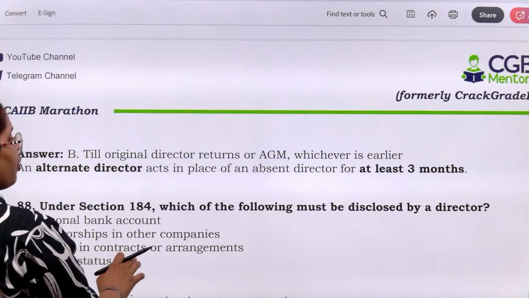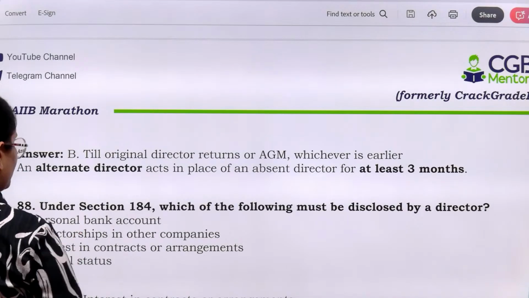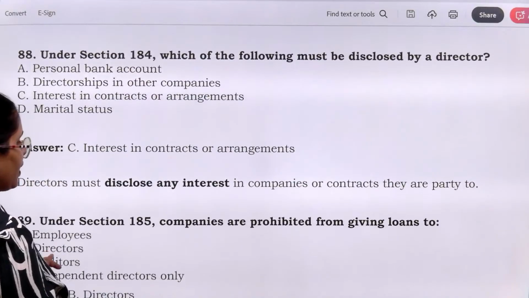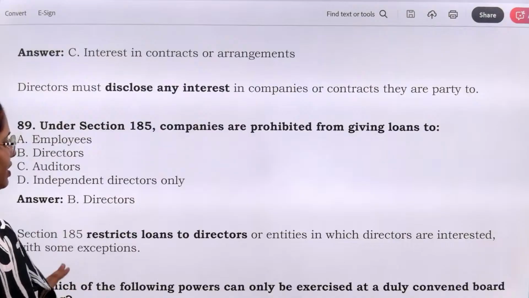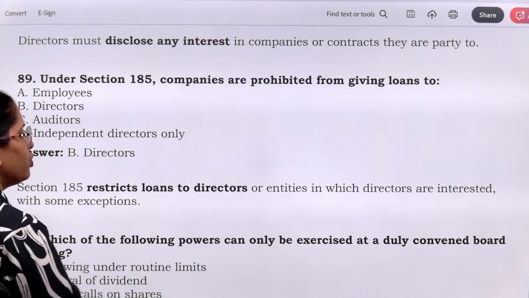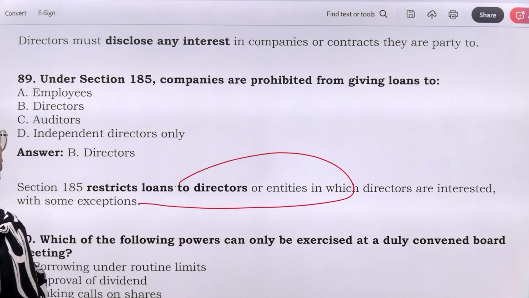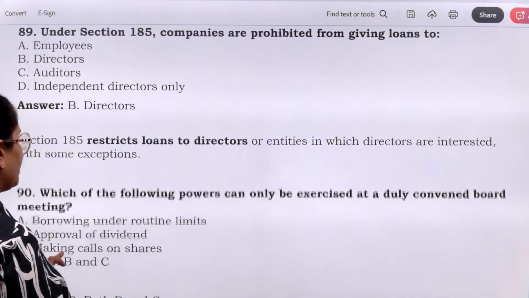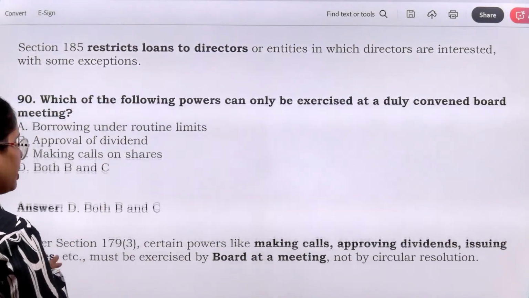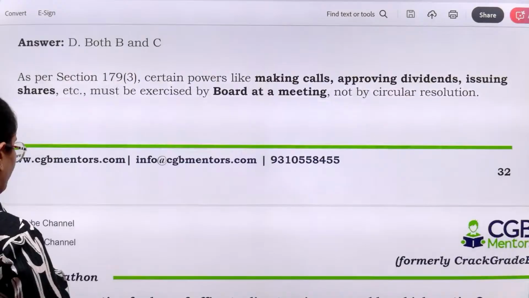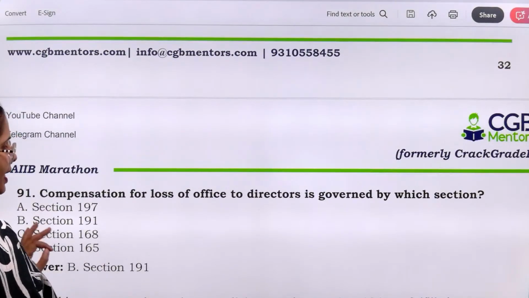Now under section 184, which of the following must be disclosed by the director? So if he is interested in contracts or arrangement, he has to disclose it. Under section 185, the companies are prohibited from giving loans to the directors, right? So 185 restricts the loans to directors or loans to such entities in which the directors are interested. Now which of the following powers can only be exercised at a duly convened board meeting? So both B and C. Approval of dividend, making calls on share, right, those both can be approved. Now compensation for the loss of office to the directors is governed by section 191.